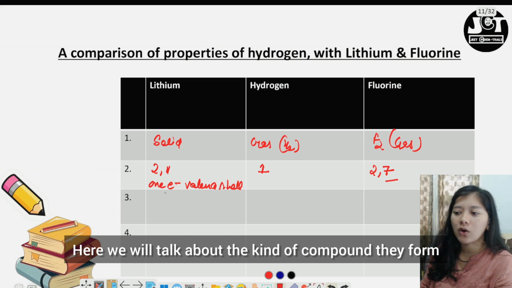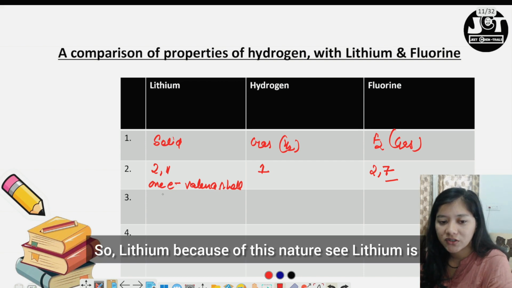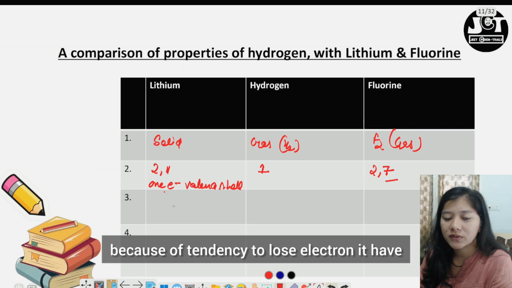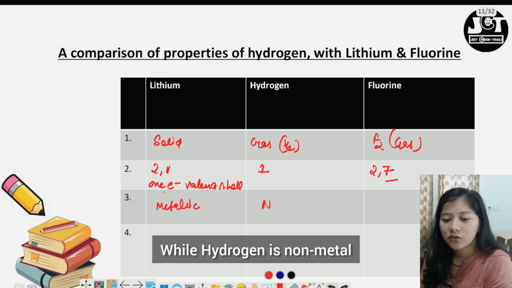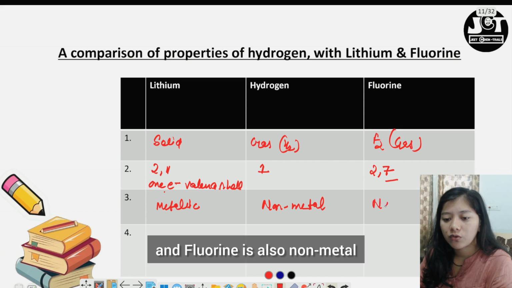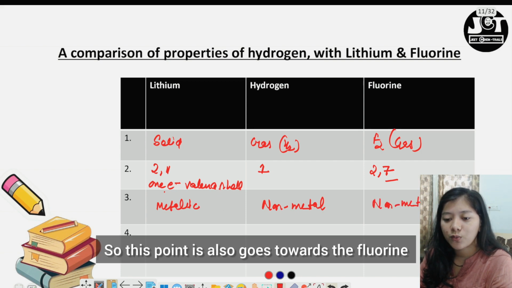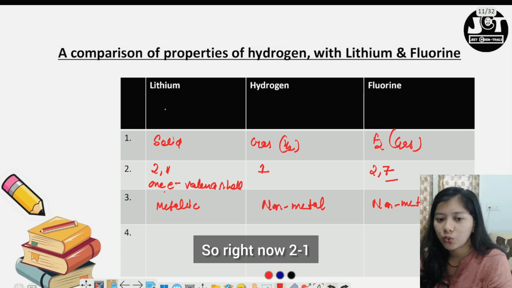Here we will talk about the kind of compound they form. So lithium, because of its tendency to lose electrons, has a metallic nature. While hydrogen is a non-metal and fluorine is also a non-metal. So this point also goes towards fluorine. Second point for lithium. So right now 2, 1.